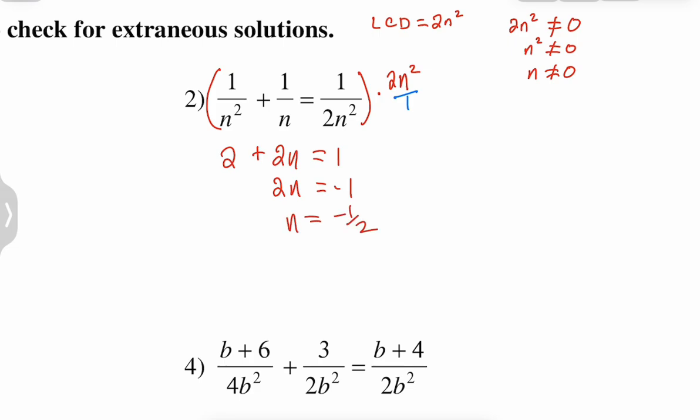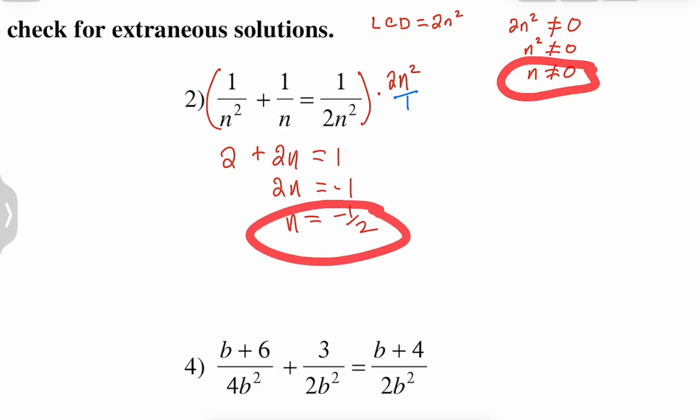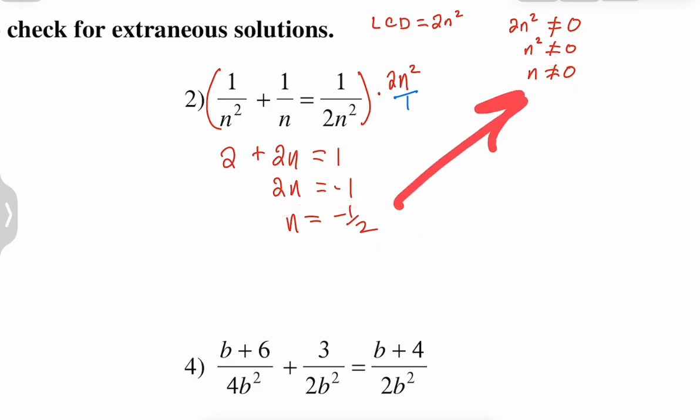Now always compare what was the extraneous solution and what was our actual solution, and as long as those two things don't match, that's our answer. Okay. So it's not a hard process if you use that common denominator to your advantage. Do we have any questions about number 2?